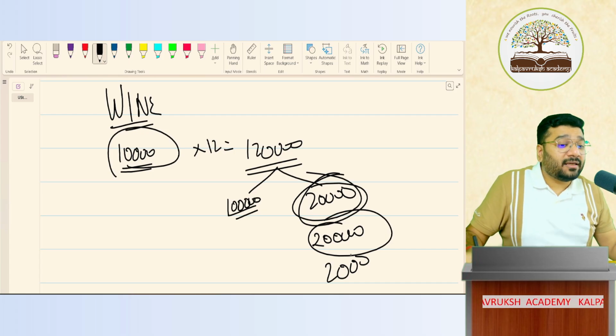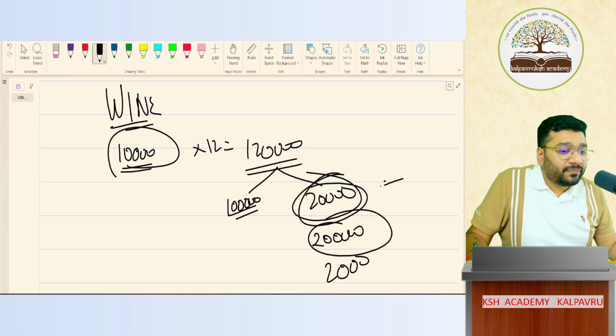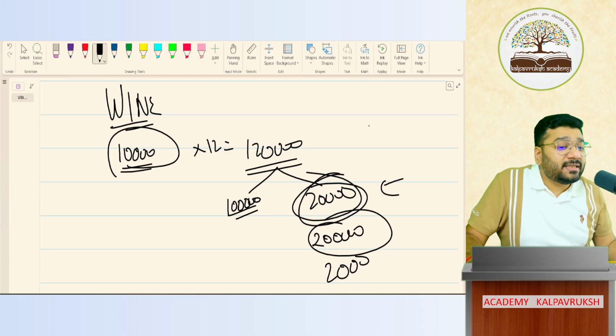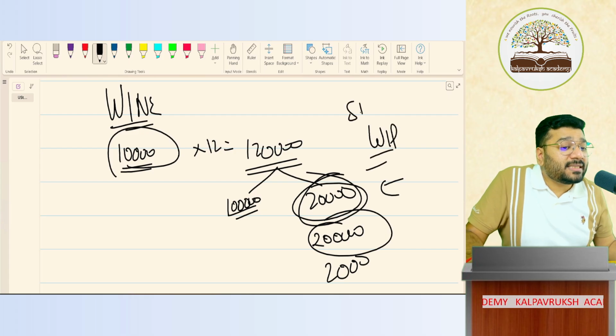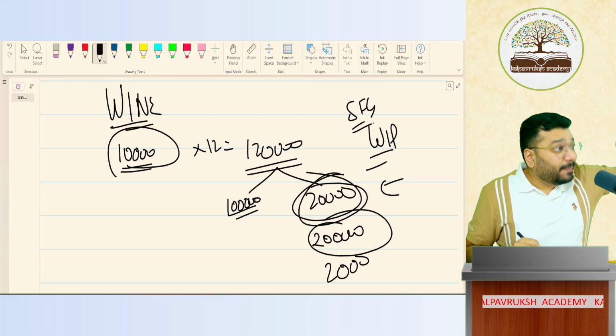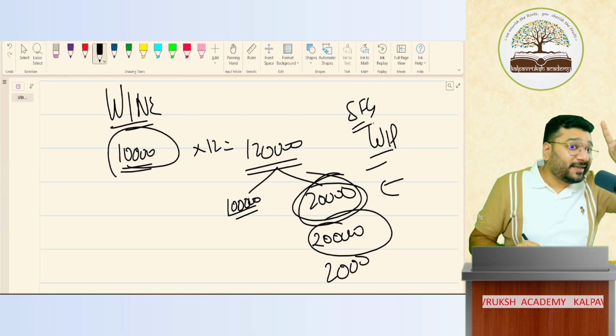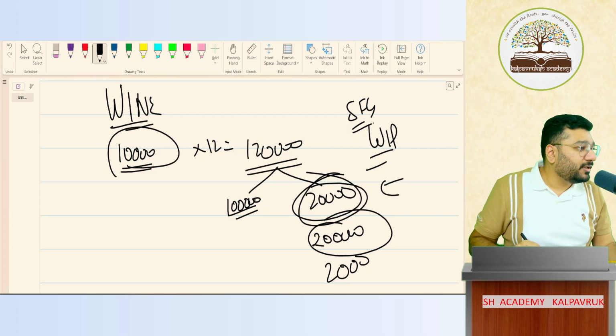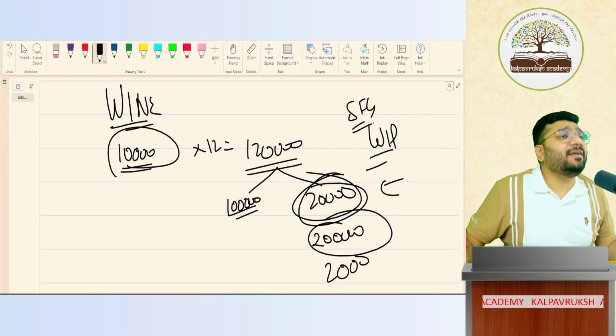This is called work in progress. This wine, which is kept for fermentation process, is at the work in progress stage. We call this semi-finished goods. The grapes you have crushed and heated, you've kept it for fermentation. So the process is not yet over. It is semi-finished goods. So semi-finished goods I have to store for 50 years, boss.